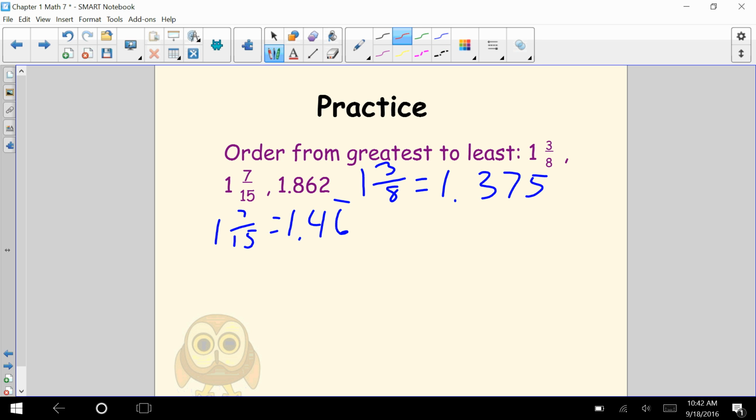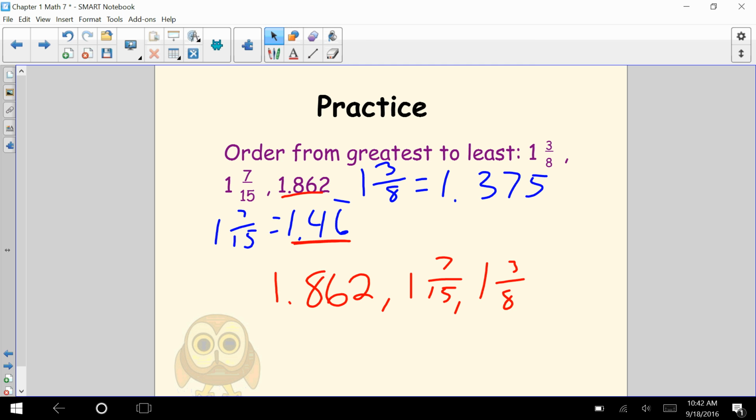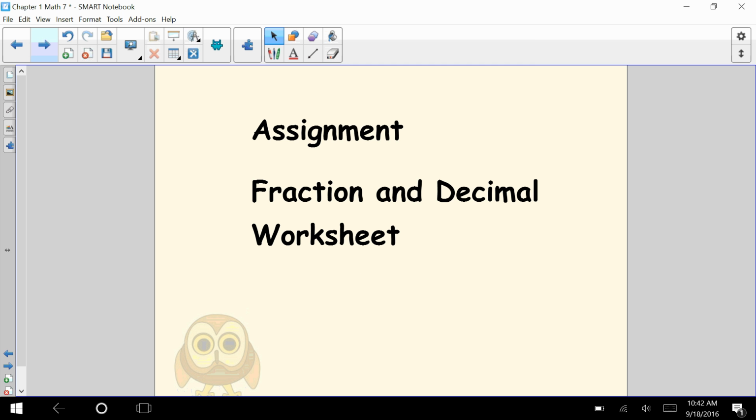So to put these in order, the greatest of these is going to be 1.862. Between the remaining two, 1.46 repeating is bigger, so that means 1 and 7/15 comes next. And finally, 1 and 3/8. Your assignment is the fraction and decimal worksheet.